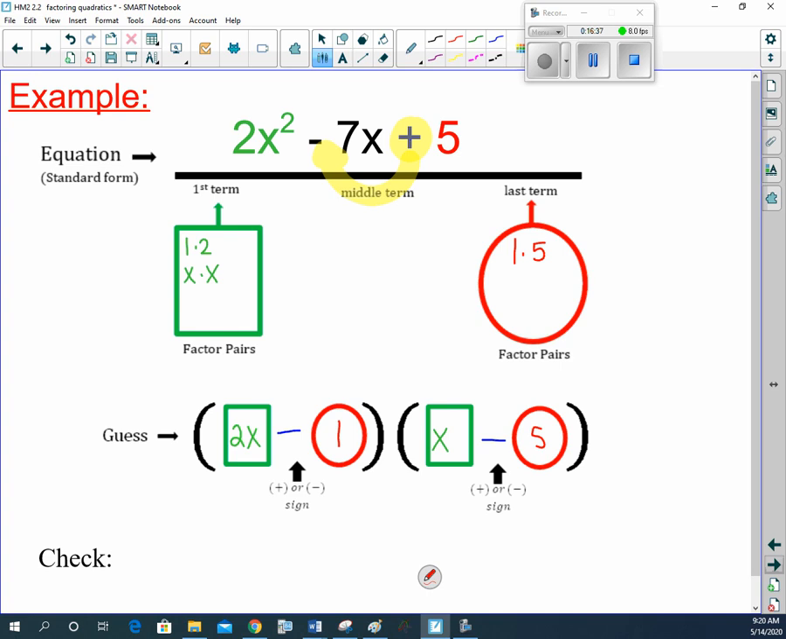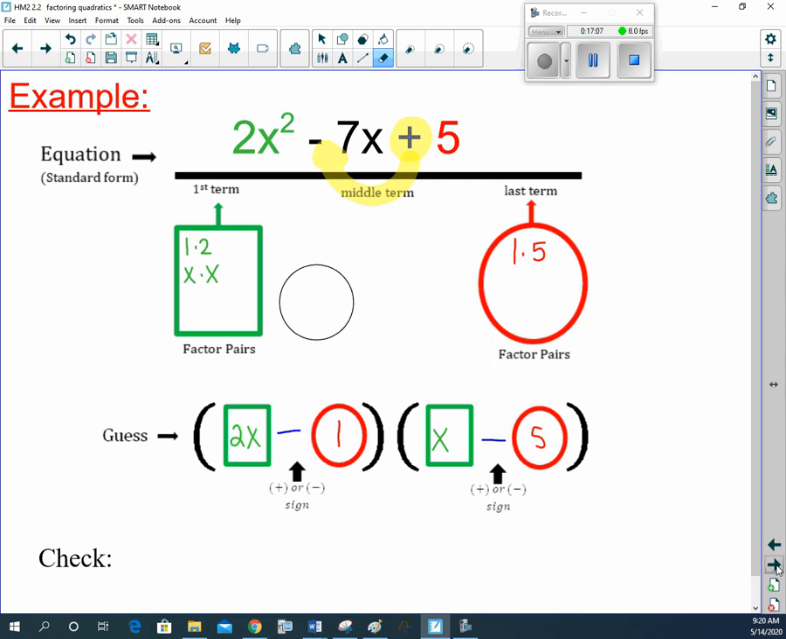So I do a quick little mental check right here. So 1 times 2, and I do 1 times 5. And remember, I've got to multiply one from each pair, so I'm going to do 1 times 1, and that's going to give me 1. And then I'm going to do 2 times 5, and that's going to give me 10. So is there any way to add those to get a 7? Probably not. Okay, so that's probably not the combination I want.